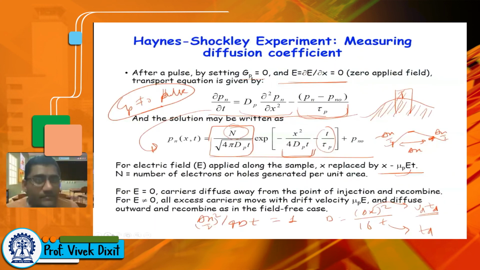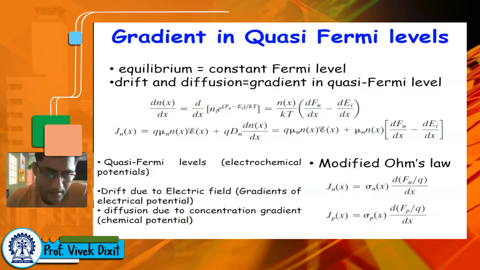Okay, so by the Shockley-Haynes experiment, we can measure both the mobility of the minority carriers as well as the diffusion coefficient. And one last slide, we have discussed the total current equation, right? The total current comes from drift current, which is proportional to the electric field, and the diffusion current, which is related to the slope of the carrier concentration.